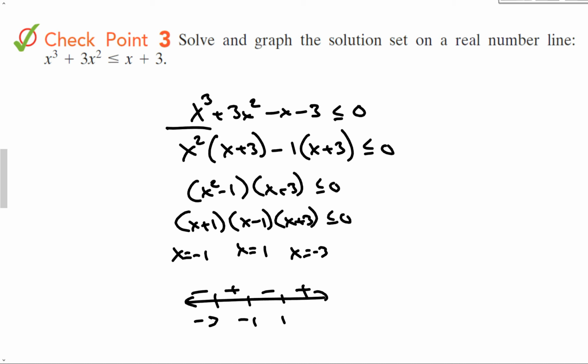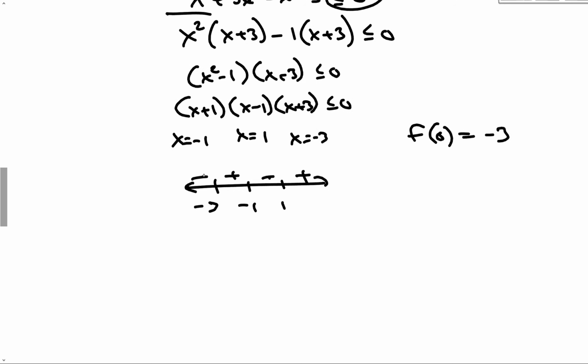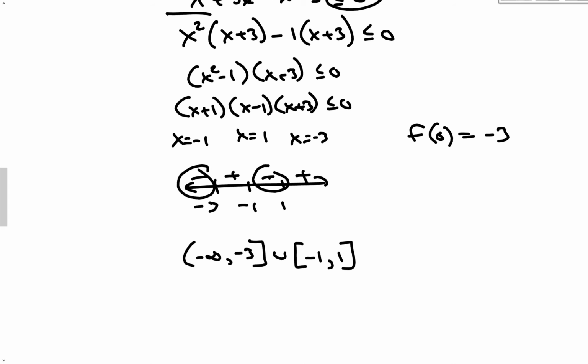So I have my sign chart. I didn't even need to do anything fancy. If I did plug in 0, I would get -3, which means that it is negative in there, which means I did this right. If I wanted to plug in other numbers, I could. I don't have to, though. And I'm looking for the places where this function is less than 0, which is going to be that region and that region. So my answer becomes from negative infinity to -3 with a bracket because it's or equal to, union -1 to 1. Okay?